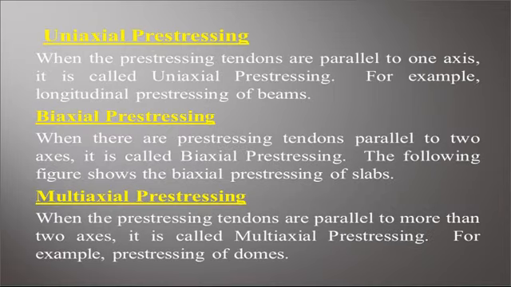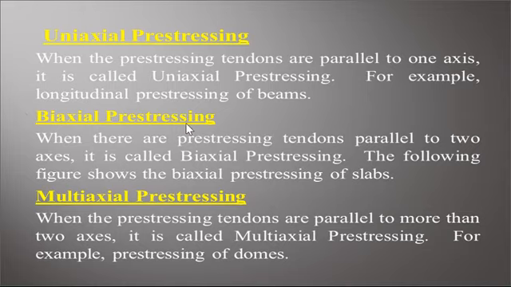Now similarly, again a sub-classification: uniaxial prestressing, biaxial prestressing, and multi-axial prestressing. When the prestressing tendons are parallel to one axis, only one direction, then it is called uniaxial prestressing. Examples are the longitudinal prestressing of beams, railway sleepers, like that.